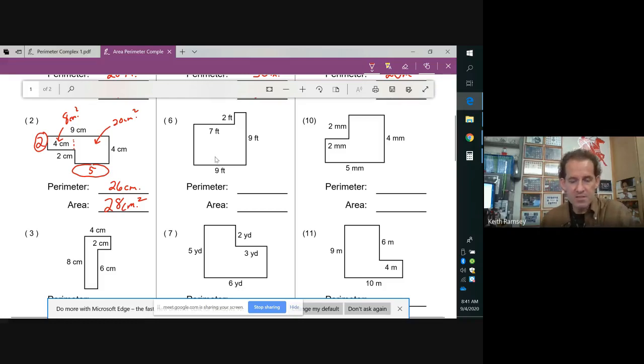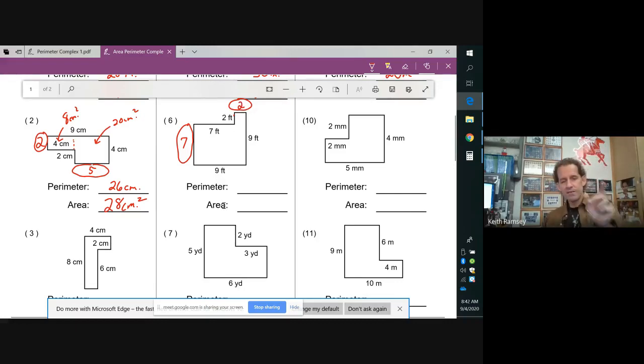Okay, let's look at number 6. I see 9 by 9 here, but I don't know this side right here. It looks like it's missing. So I'm going to look at the opposite side, which is 9, and it has a parallel line 2 right here. So 9 minus 2 means that this should be 7. And then I think I'm missing this little top part up here. Its opposite side is 9, and it has a parallel line up here that's 7. So 9 minus 7 means this little part up here is going to be 2.